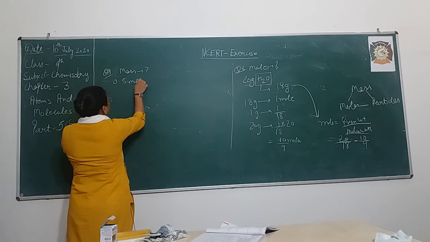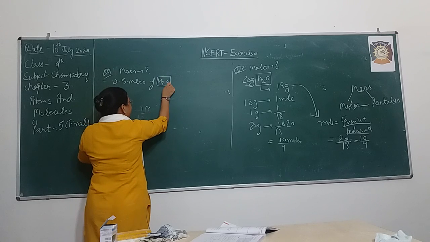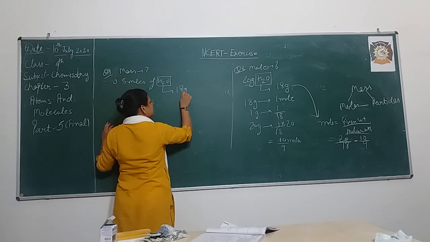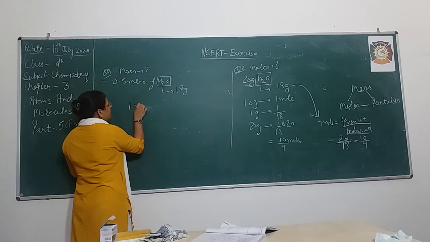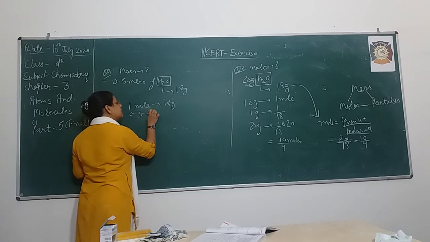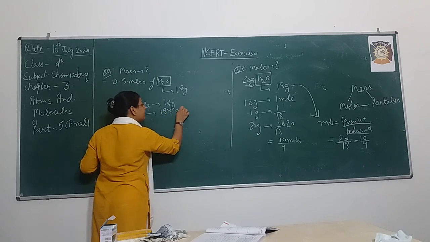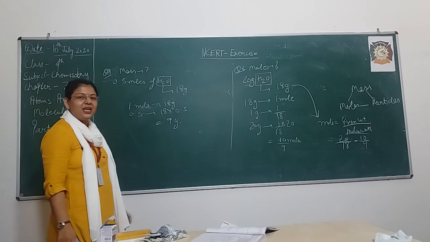0.5 moles of water. First thing, identify the elements and calculate its molar mass. We know that 1 mole is 18 grams. So 0.5 moles is 18 into 0.5, that is 9 grams. This is the answer. Very easy question.